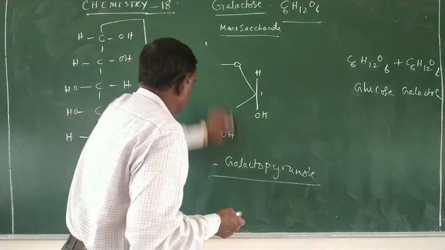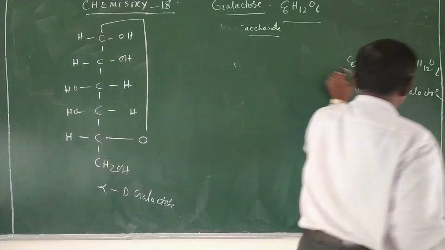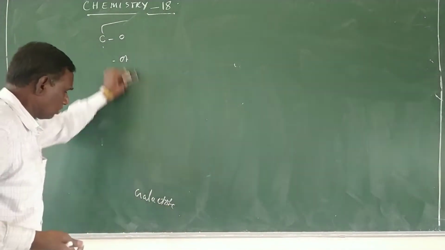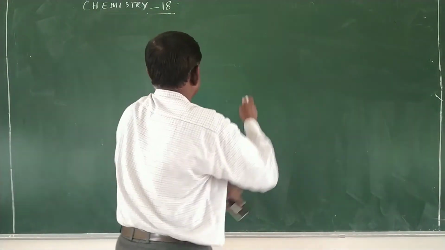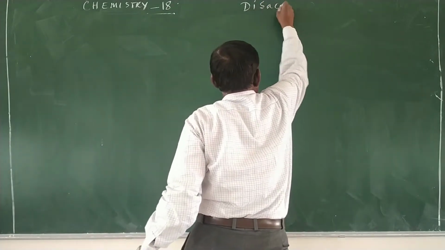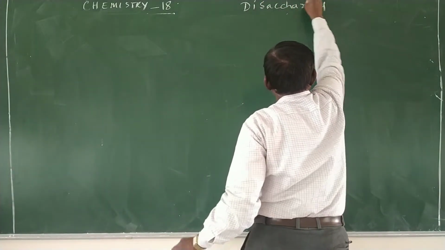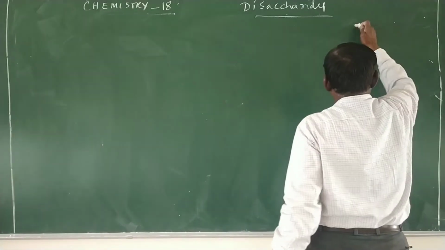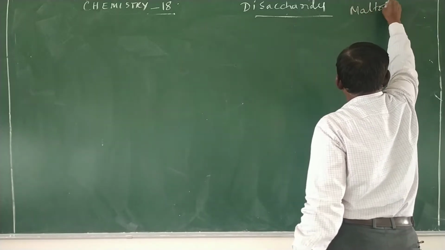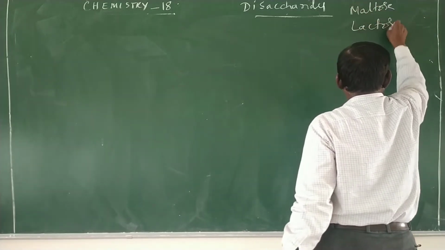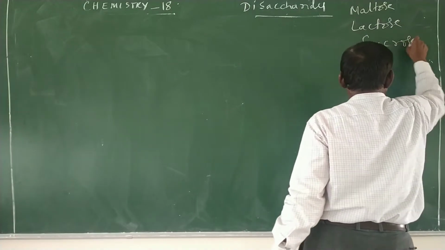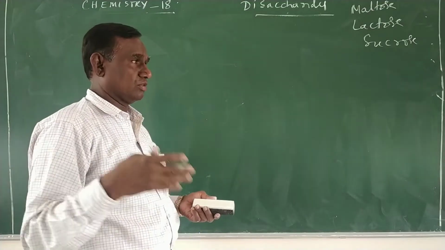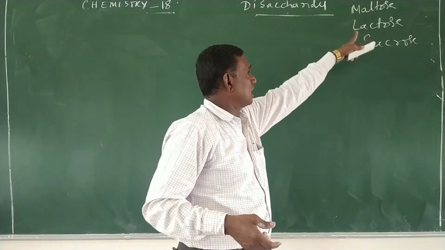Now I am going to switch to another topic, which is disaccharides. Disaccharides are nothing but the carbohydrates which on hydrolysis give two monosaccharide units. So examples are maltose, lactose, and sucrose. These are the disaccharides. We have finished the monosaccharides: glucose, fructose, galactose. So now disaccharides: maltose, lactose, sucrose.